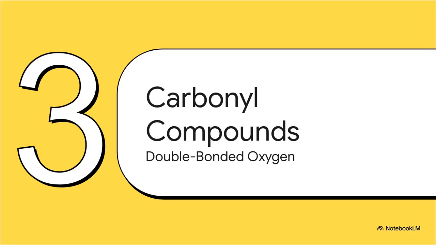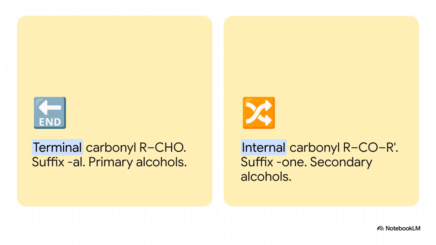Part 3. The carbonyl compounds. All right, let's look at what happens when carbon forms a double bond with oxygen. Meet the aldehydes. They contain a carbonyl group located strictly at the very end of a carbon chain. You identify them by looking for that terminal carbonyl attached to a hydrogen, written as RCHO. Their naming ends in -al, like ethanal or butanal, and they're usually formed by the mild oxidation of primary alcohols.